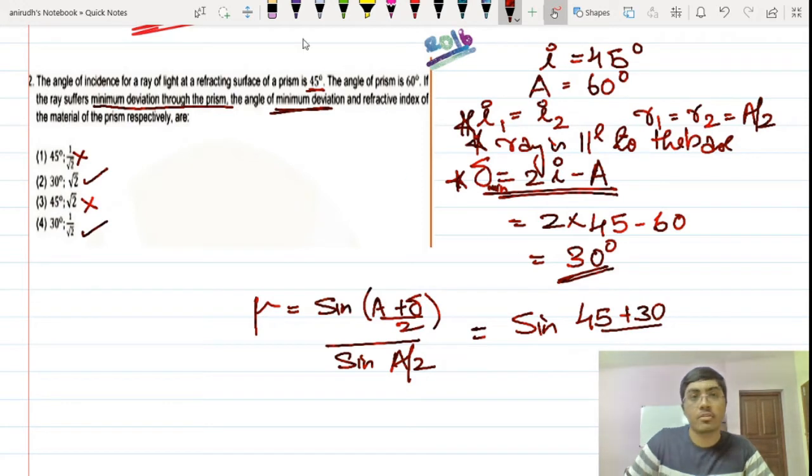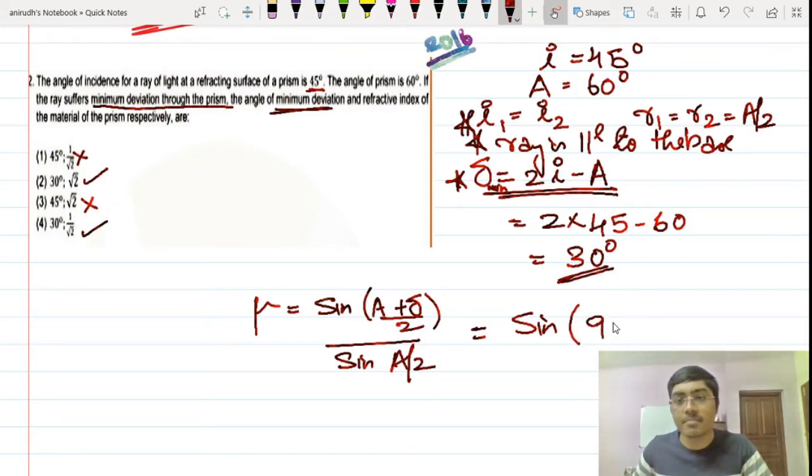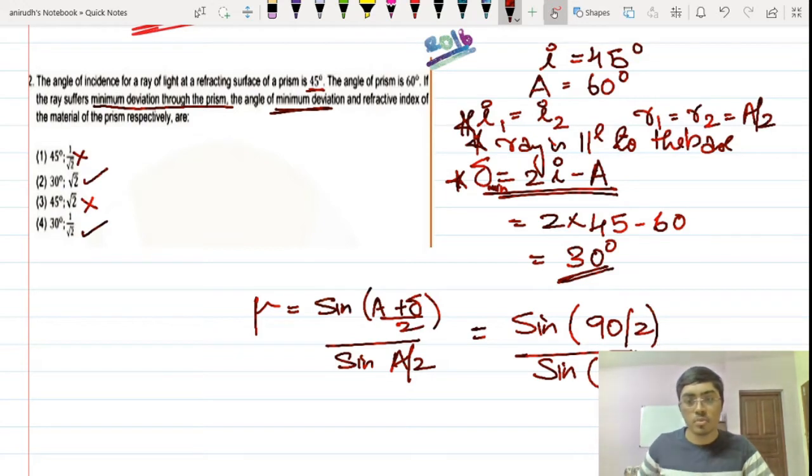Oh, sorry, I'm wrong. So that is actually (A plus 60 plus 30 is 90) by 2, divided by sine of A by 2, where A is 60 degrees, by 2. So this is equal to, how much is this? I think my video is coming over here, so I will just write it over here.